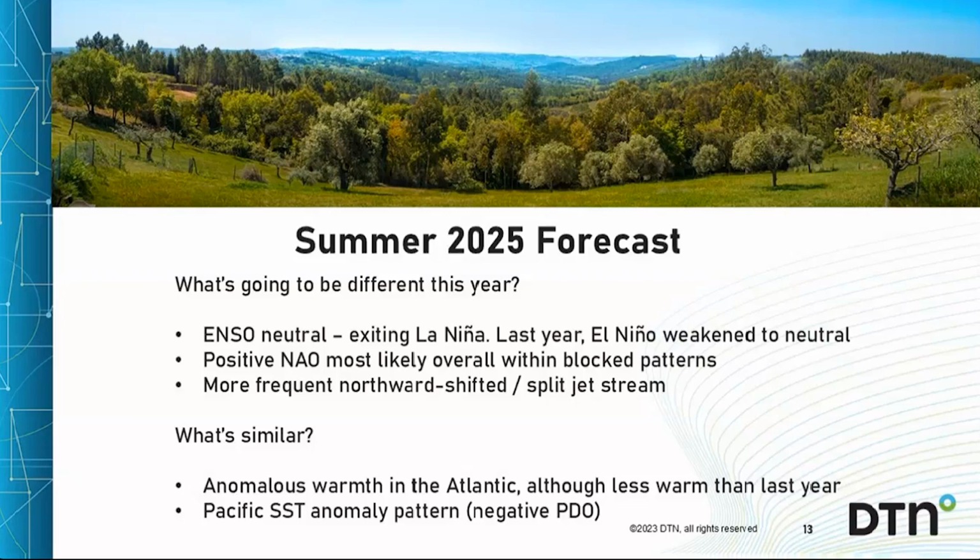The North Atlantic Oscillation, the NAO, should be positive more often than not. We might more frequently see a north shifted or even split jet stream. The Atlantic's a bit less warm than last year's record warmth, but still expecting sea surface temperatures to be above average, while the North Pacific retains a similar pattern, the long-lasting negative Pacific Decadal Oscillation.